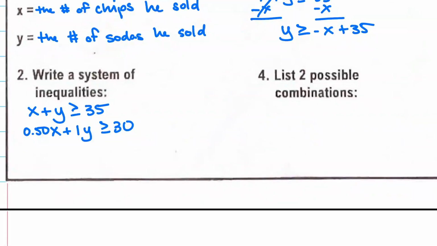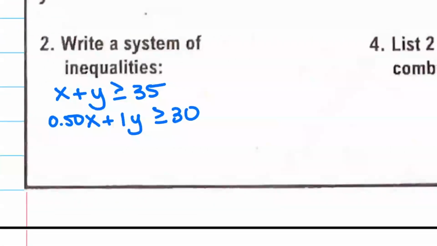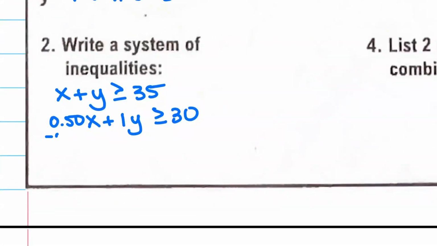Just like last time, this is not set up for graphing, so let me go ahead and start solving it here. I'm going to subtract 50 cents x on each side. These are going to cancel. And I don't want to write 1y. I'm just going to write y is greater than or equal to negative 0.50 cents x plus 30.